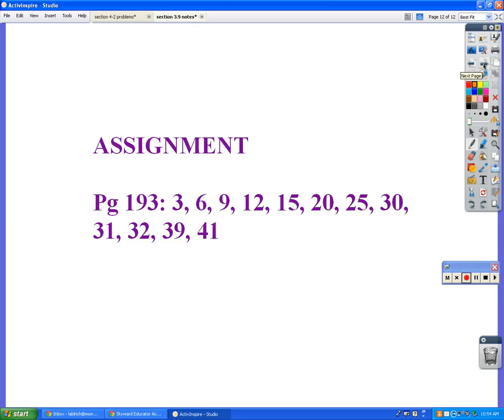Let's do just a couple of linear approximation problems on your own. Let's see your book. You can do the first three.